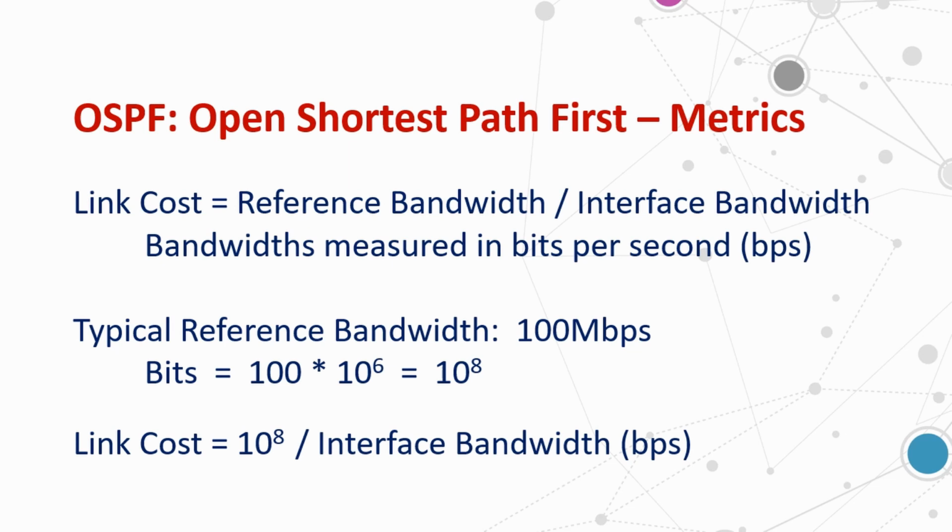Therefore, the cost of a link or edge in a network diagram is inversely proportional to the speed of that link. The higher the interface speed, the lower the cost. The lower the cost, the more preferred the link.